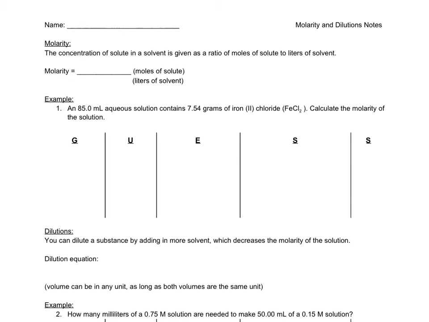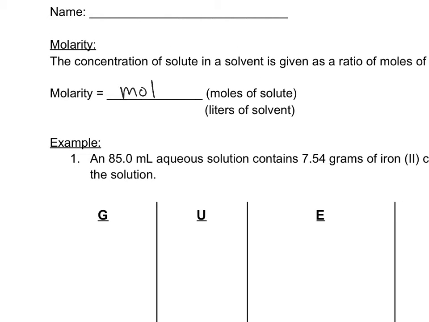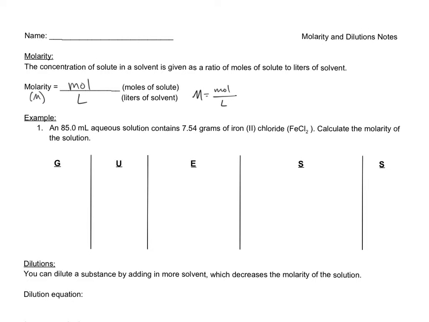And what that looks like is molarity equals moles over liters, and molarity is going to be a capital M. So if you wanted to write that in equation form, as it is there, you'd say M equals moles divided by liters. All right, so let's look at an example problem for calculating molarity. Our example says a 85 milliliter aqueous solution contains 7.54 grams of iron 2 chloride, which is FeCl2. Calculate the molarity of the solution.